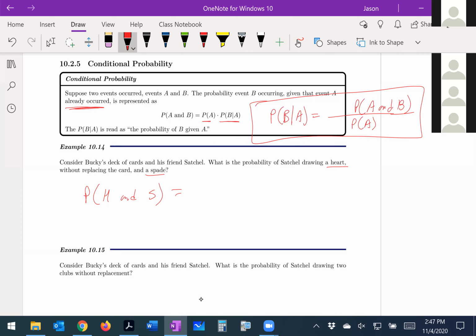Well, what's the probability of getting the heart? The probability of getting the heart is 13 out of 52, times, what's the probability of getting the spade now? The probability of the spade given that I already took out the heart. I've already taken out the heart, so this is going to be 13 out of 51. We already did this problem earlier. So let's see what happens when we reduce this. This is going to be 1/4 times 13/51.